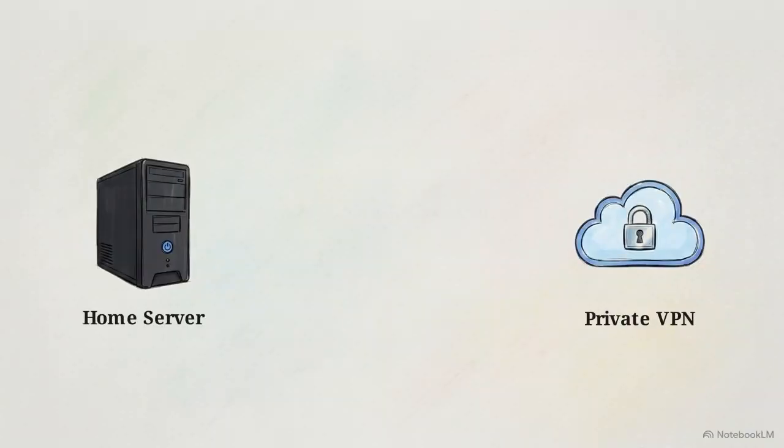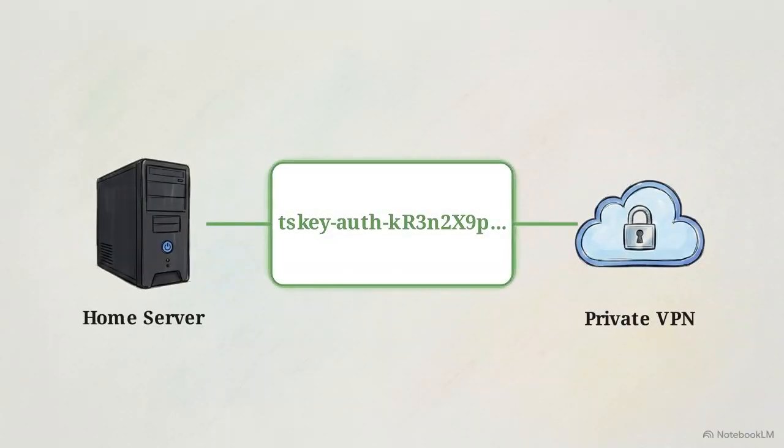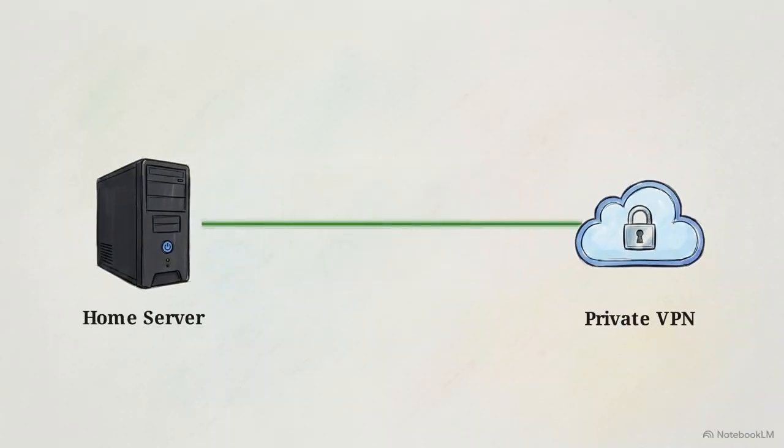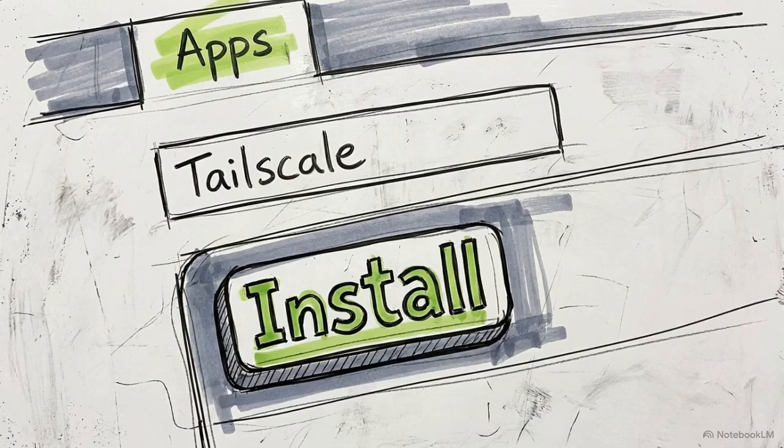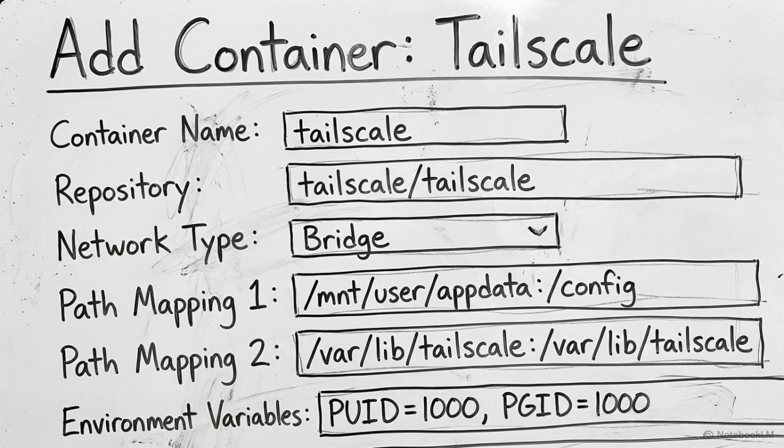This string of characters is the exact mathematical handshake your home server will use to identify itself to your private VPN. It completely replaces the need for a public-facing password. Switch over to your Unraid interface. Go to the Apps tab, search for Tailscale, and click Install on the official template. This opens the Docker container configuration page, where we establish how Tailscale interacts with your system.